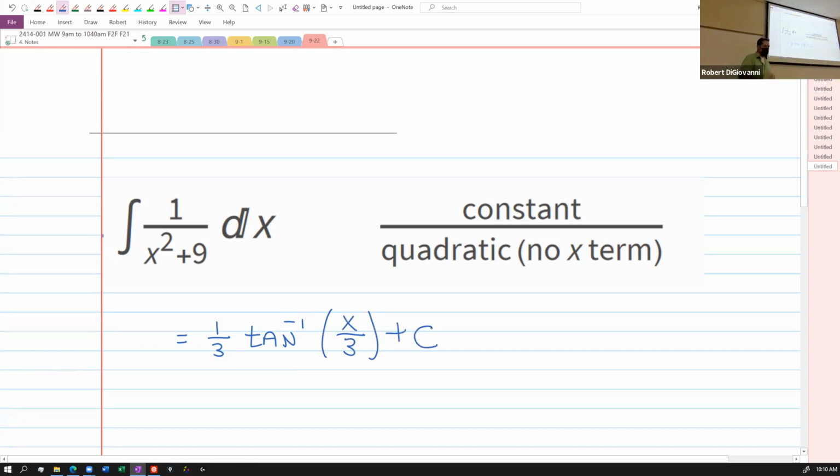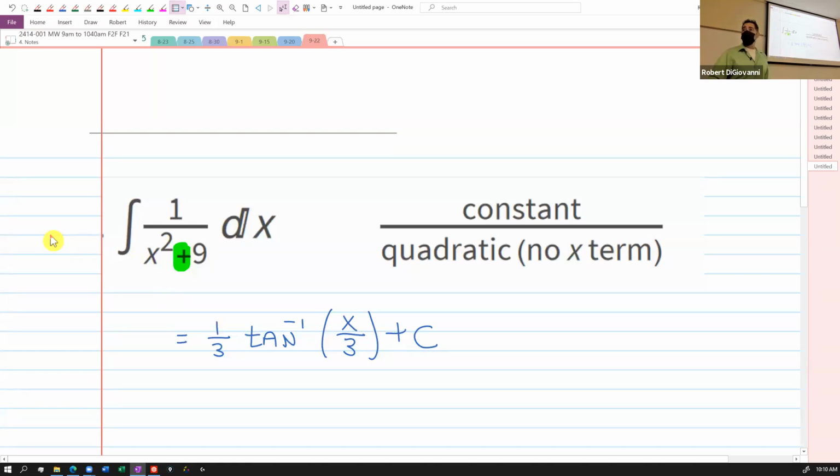To recap again: constant over linear, good. Constant over repeated linear, good. Constant over a quadratic that's missing an x term, we're good as long as what? There is one condition on this. That has to be a plus. If we had a coefficient on the x, let's say this was 3x squared, or let's do 5x squared.